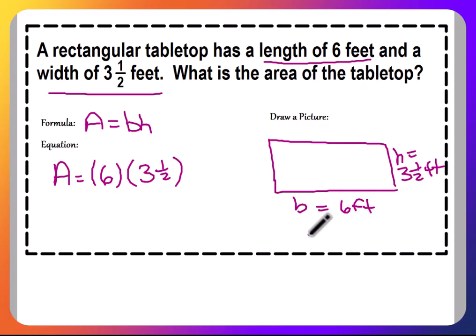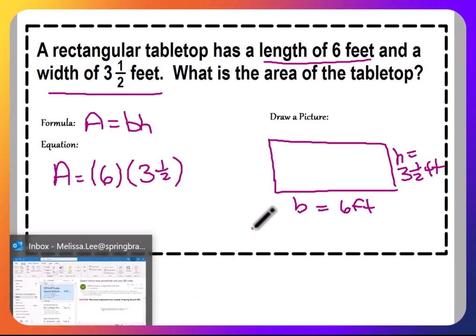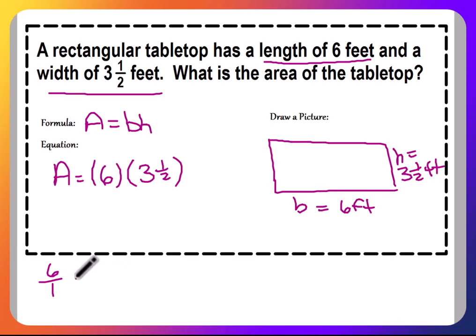And then solve it. Two different ways you could solve it. One way is keep it as a fraction. When you're multiplying with fractions, whole numbers have to be written in fraction form by putting it over 1, and mixed numbers, turn them into improper fractions. This becomes 7/2. Multiply the numerators together, multiply the denominators together, and simplify.